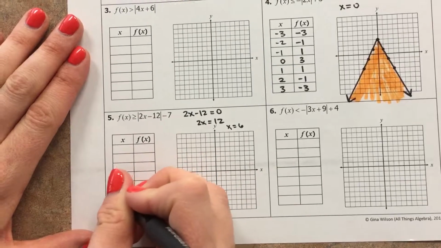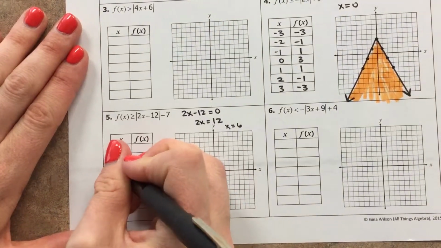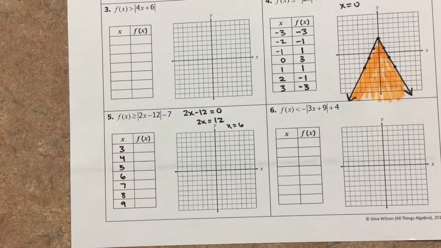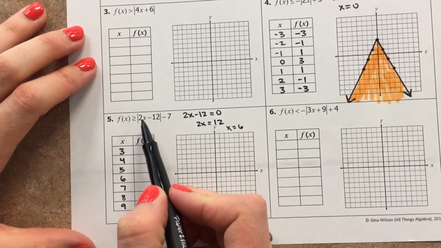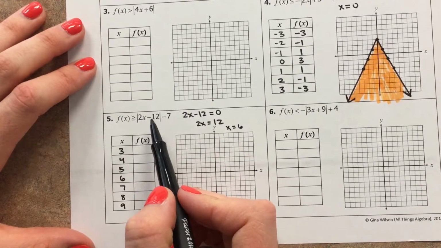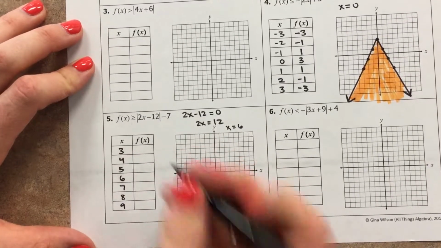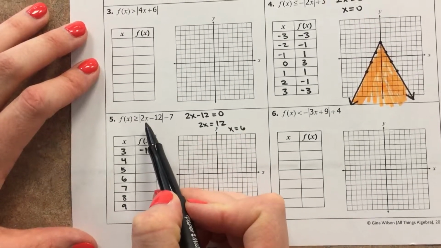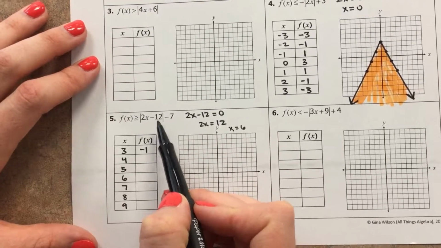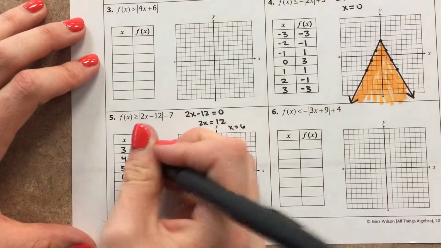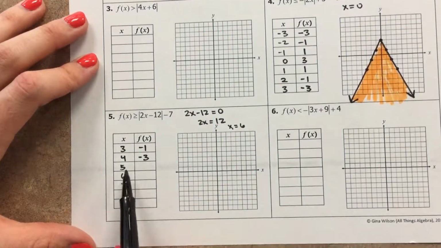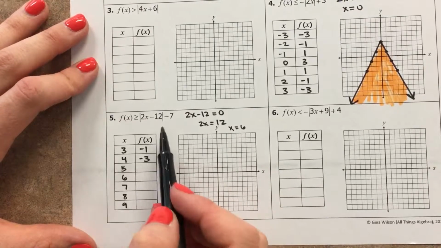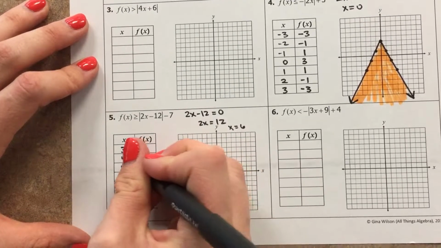From there, I can go up, go down, and then start plugging those x values into the equation. So when I plug in 3, 2 times 3 is 6, minus 12 is negative 6. Absolute value is 6, and finally minus 7 is a negative 1. Next, 4. 2 times 4 is 8, minus 12 is negative 4. Absolute value makes it 4, minus 7 is a negative 3. 5 times 2 is 10, minus 12 is a negative 2. Absolute value makes it positive 2, minus 7 is a negative 5.